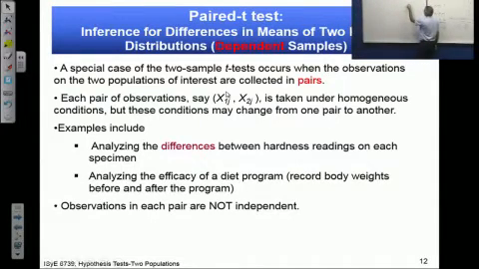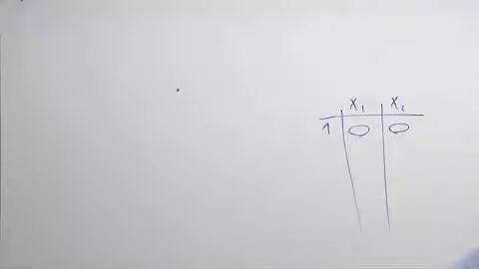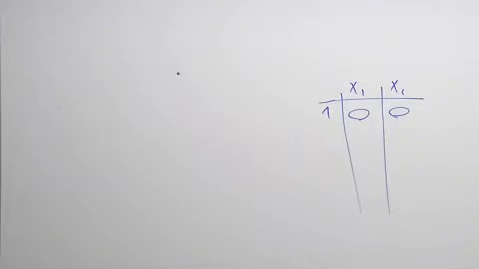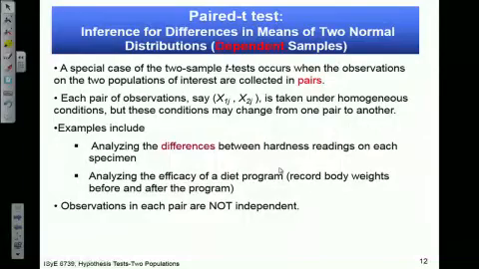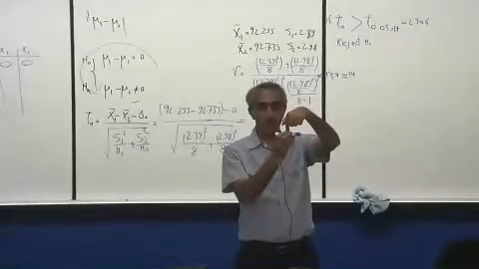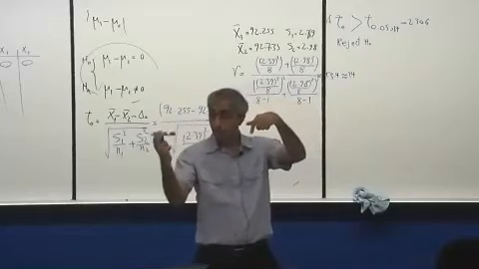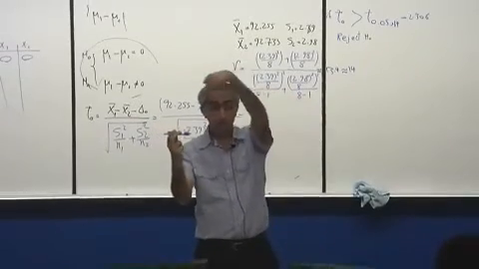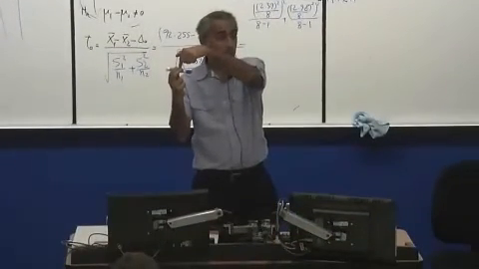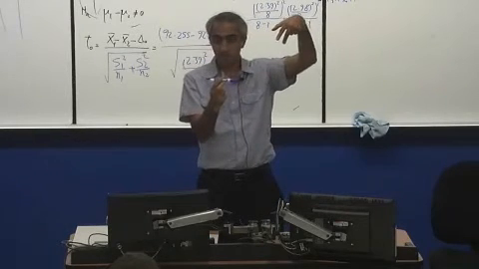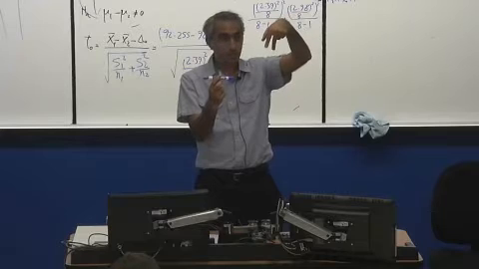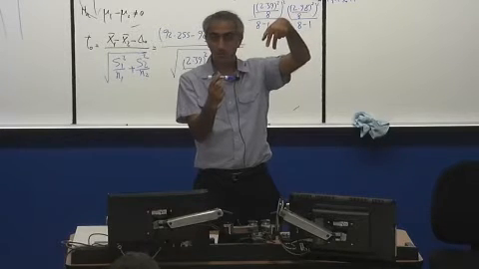So sample 1, x1 and x2, are being collected in pairs. One example is analyzing the difference between hardness readings of each specimen. You have one specimen, you take a reading using the first instrument, and use the same part and take another reading using the second instrument. So you can see you are using the same part for both of them. So this creates dependency. Does it make sense?